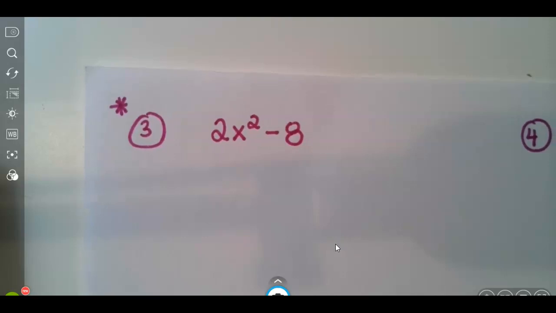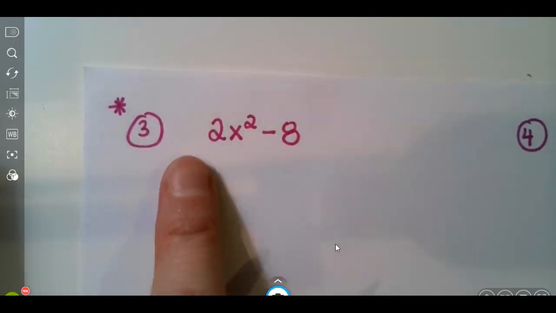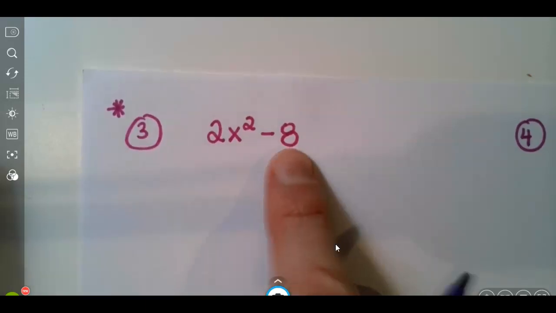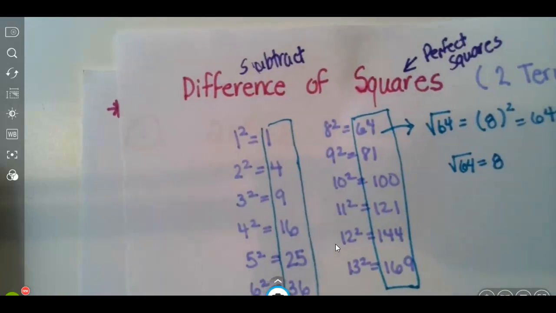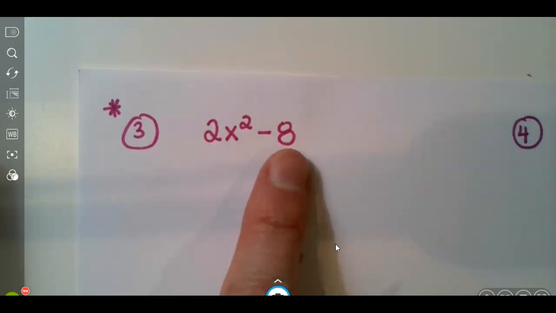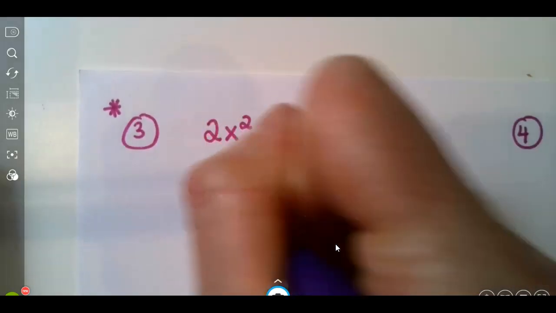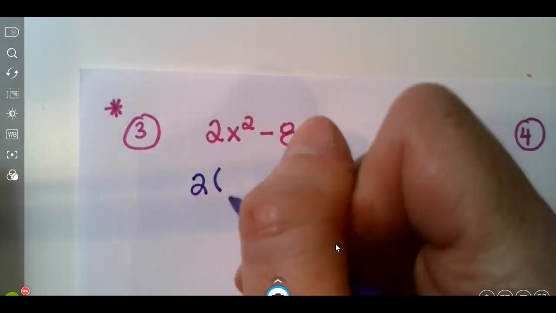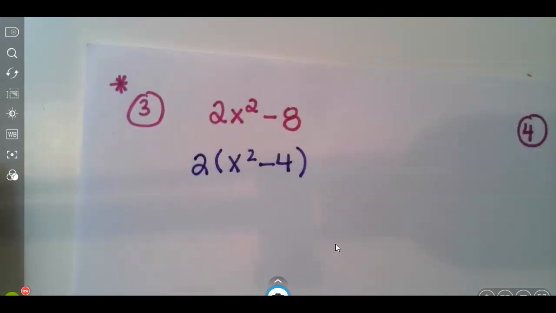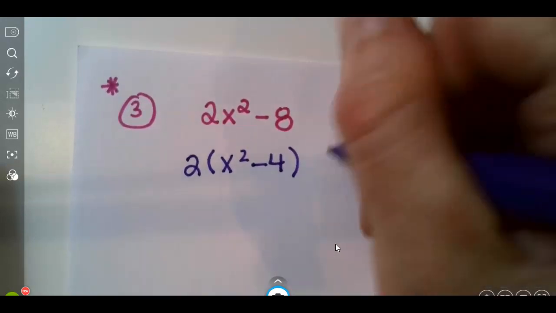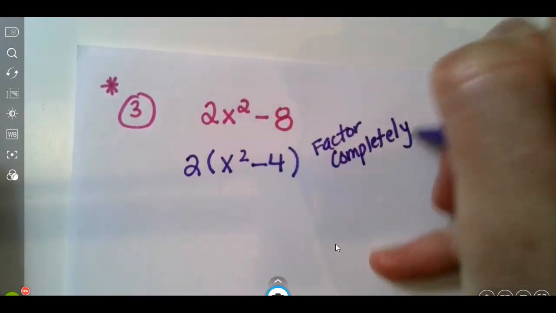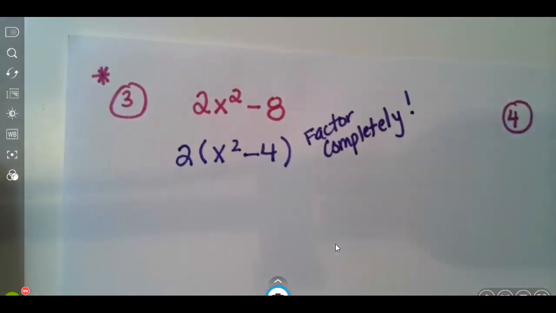All right, in number 3, I hope you all recognize that 2 is not a perfect square. I have my little star beside it because, true, 2 is not a perfect square. 8's not a perfect square. Neither one of those numbers is on my list of perfect squares. But you should recognize that both 2 and 8 are divisible by 2. So I could take out a greatest common factor. 8 divided by 2 is 4. Now, just because you factored doesn't mean you are done factoring. Our goal is always to factor completely, which means once you've done one type of factoring, look to see if you can do any more.